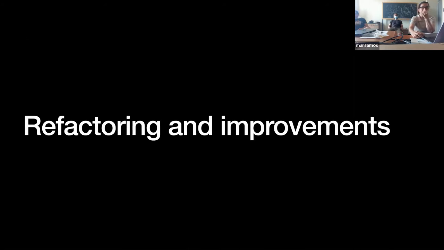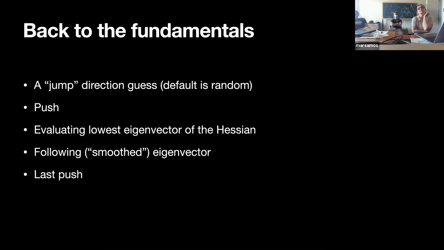So what we have done, and we hope that it will enhance the portability, is that we have refactored the concept of ART, and we have made some improvements on some features of the algorithm. In particular, instead of having many, many hard-coded options, since in reality the kernel is not that varied in the options, we go back just to the fundamentals. So in reality, what we need to have reaction paths is a jump direction guess for starting.